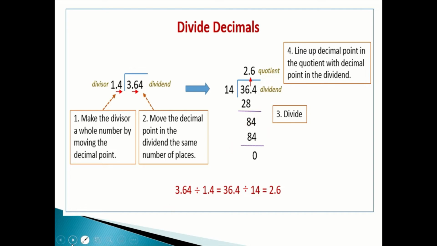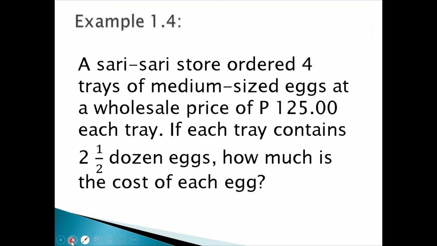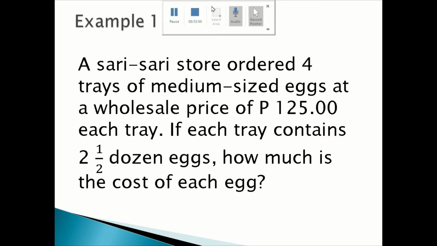Now, let's try to solve problems which are related to dividing decimal values. Let's read and answer the following. A sari-sari store ordered 4 trays of medium-sized eggs at a wholesale price of 125 pesos each tray. If each tray contains 2.5 dozen eggs, how much is the cost of each egg?